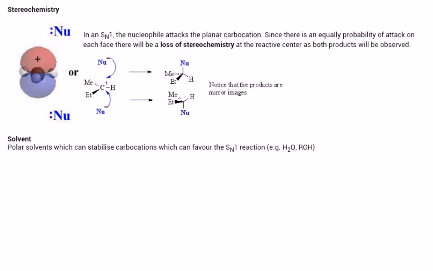The next most important factor of nucleophilic substitution reactions is the stereochemistry of the reaction. Whenever nucleophilic substitution is carried out on an asymmetric carbon atom, the resultant stereochemistry will depend upon which mechanism is undertaken by the reaction.